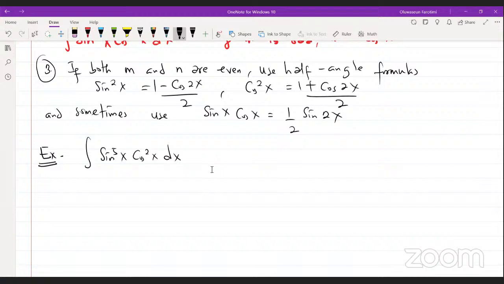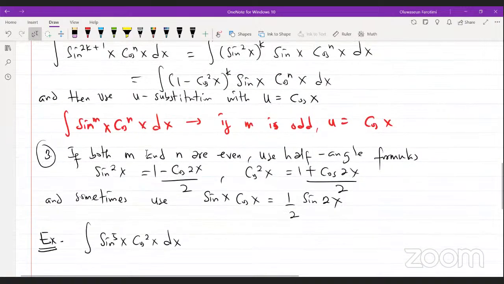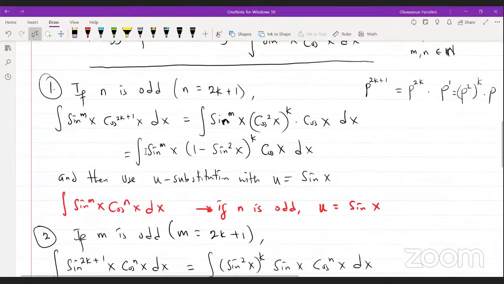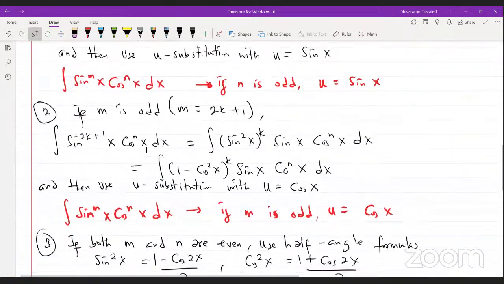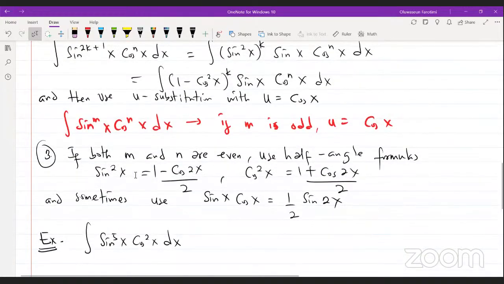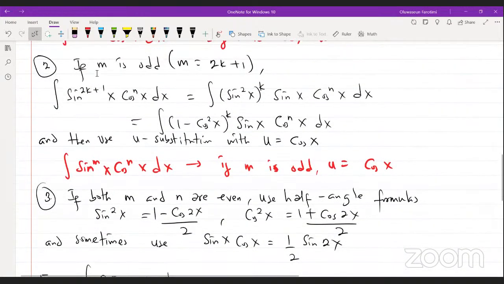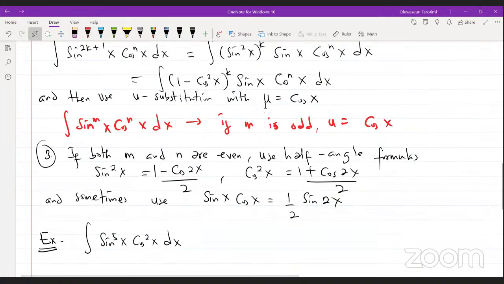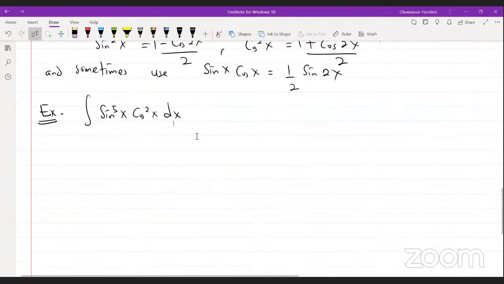In this case, the 5 is an odd number, 2 is an even number. So that looks like which of the cases? Okay, that looks like case 2, right? M and n. M is odd, n is even. M is odd, that's case 2. So in case 2, keep in mind that you're going to use a substitution such as u equals cosine of x. But what's the first thing you do? You simplify this, or perhaps you rewrite it in a simpler fashion.